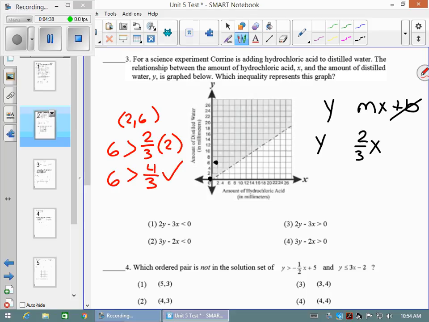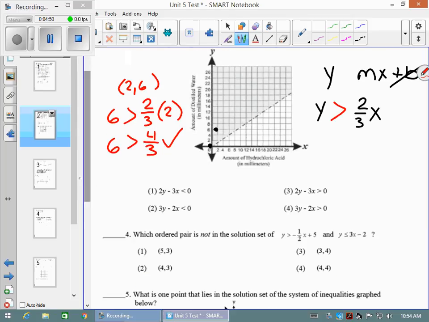So I am going to be using that point, since that point now is included in our shading. So it is greater than. Now, if we look at our choices, this is not here in our choices, so we're going to need to get these into getting the y by itself with the inequality.